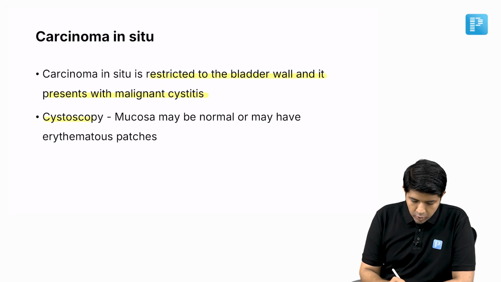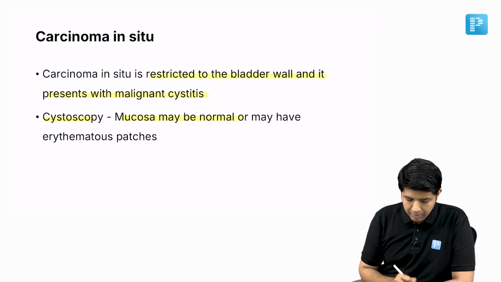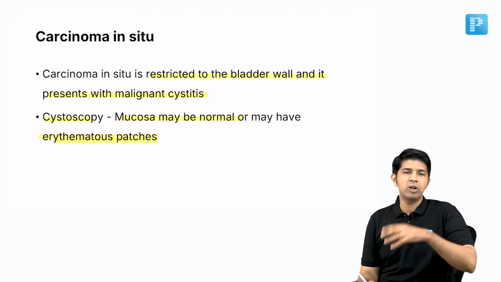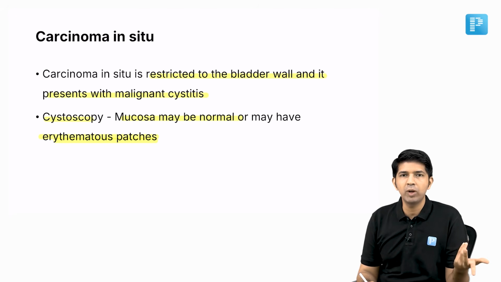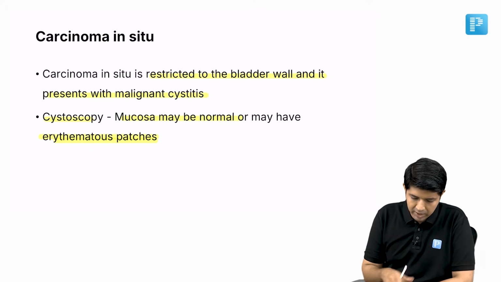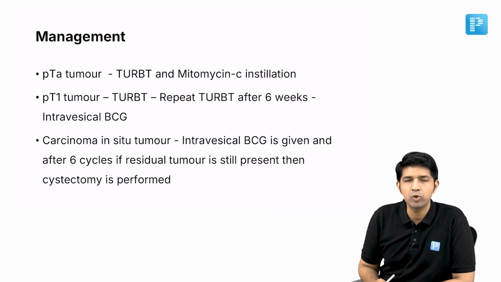So when you do a cystoscopy, the mucosa may either be normal or it may have erythematous patches. So this is where all your narrowband imaging, blue light cystoscopy and all come into picture. Why? Whenever there is a doubtful picture when you do a cystoscopy.